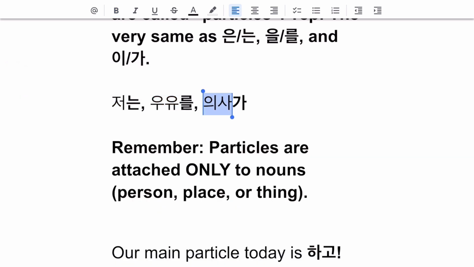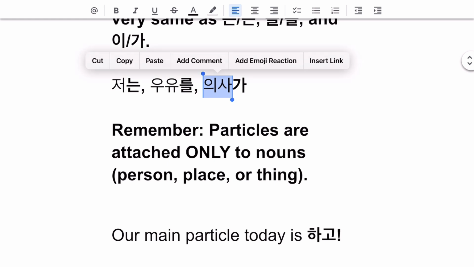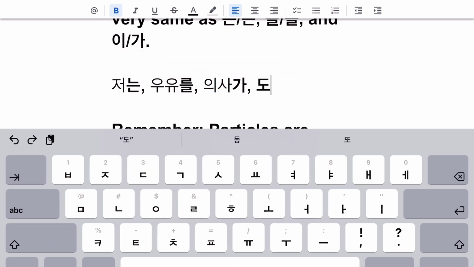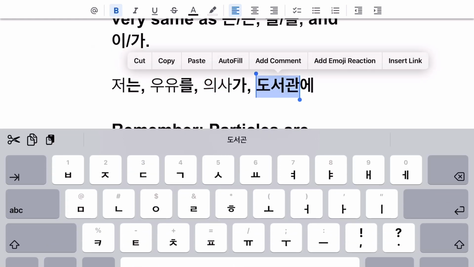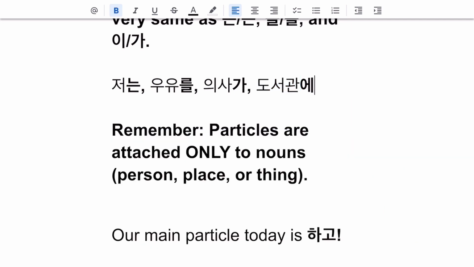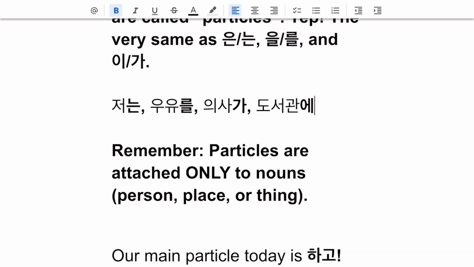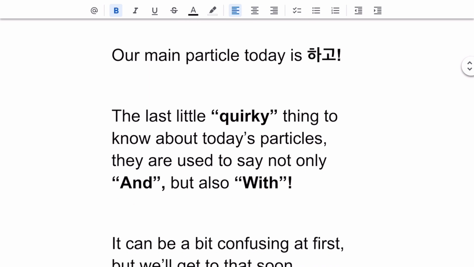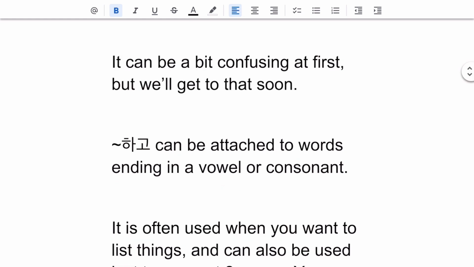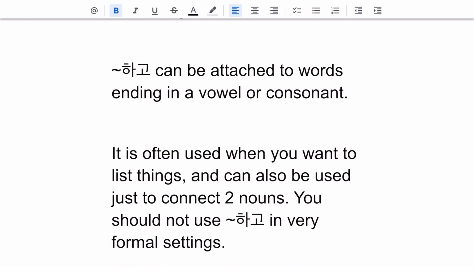Make sure it's a noun. If it's a person, like 의사, if it's a place, like 도서관, if it's a thing, like 우유. What can also be tricky about "and" in Korean is that you can use the same particle to say "with," as in doing something with someone else. We're going to get into that though. 하고 can be attached to words whether they end in a vowel or a consonant, so any ending works.